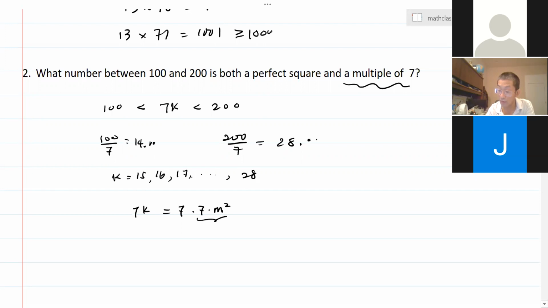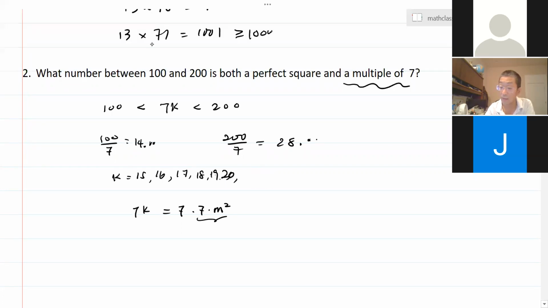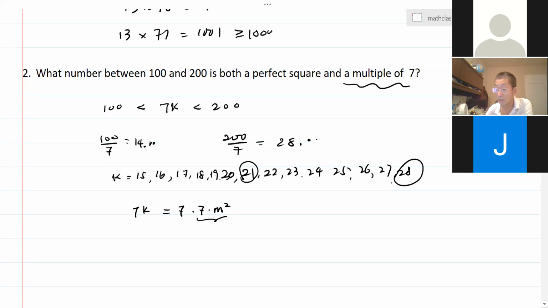And that is going to be, I'm going to put 18, 19, 20, let me erase 28 so I have more space. 21, 22, 23, 24, 25, 26, 27, 28. And I think it's easy, you can figure out which numbers give you a multiple of 7, because this number contains a factor of 7. But 21 times 7 is not a perfect square. So that is the only number you should have.